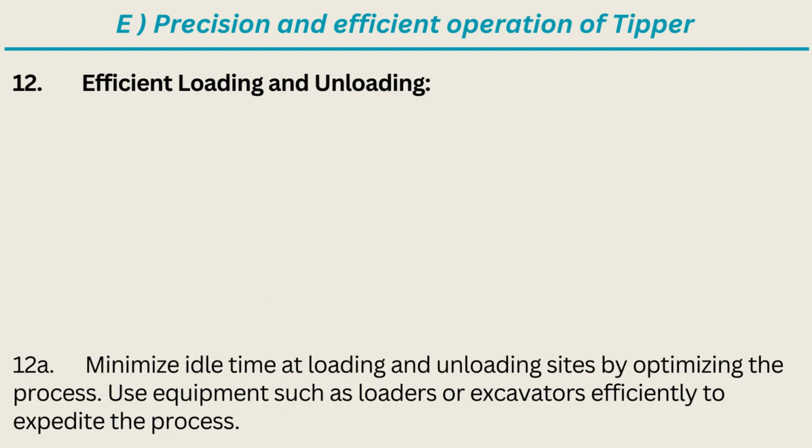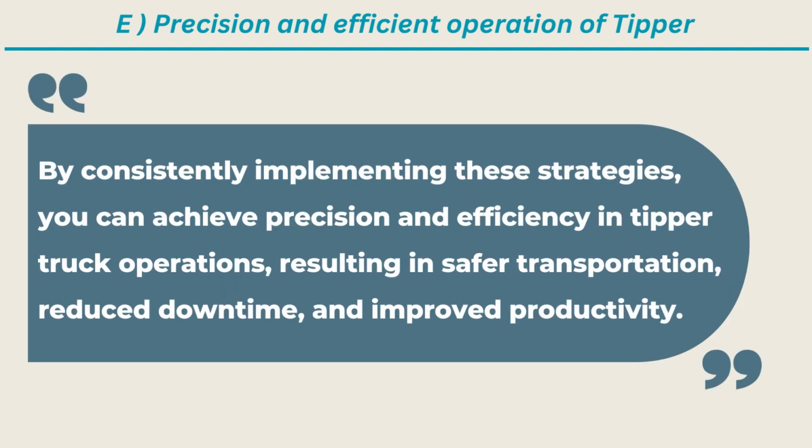12. Efficient loading and unloading. 12A. Minimize idle time at loading and unloading sites by optimizing the process. Use equipment such as loaders or excavators efficiently to expedite the process. By consistently implementing these strategies, you can achieve precision and efficiency in tipper truck operations, resulting in safer transportation, reduced downtime, and improved productivity.